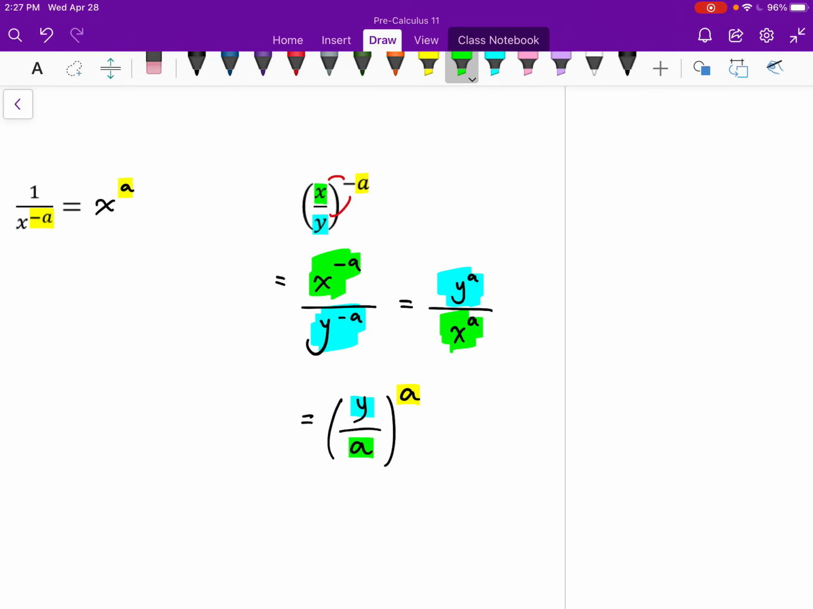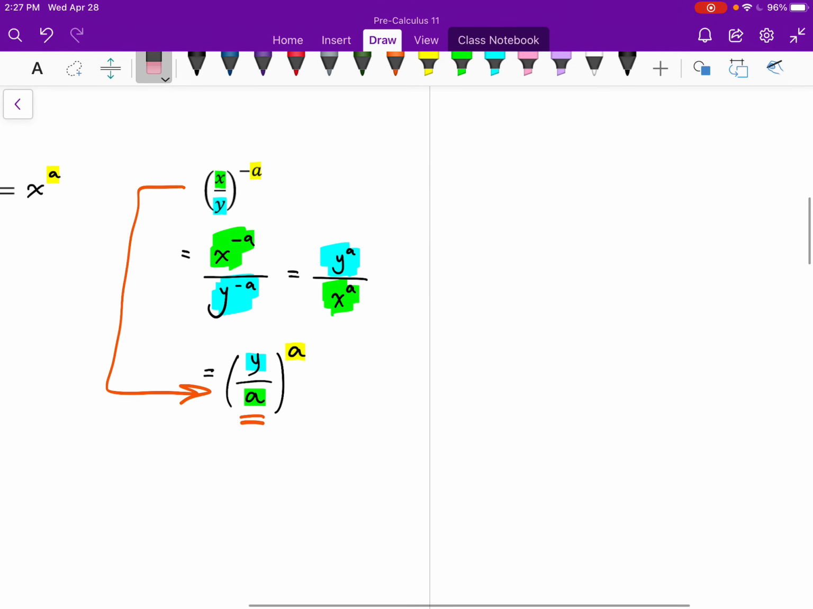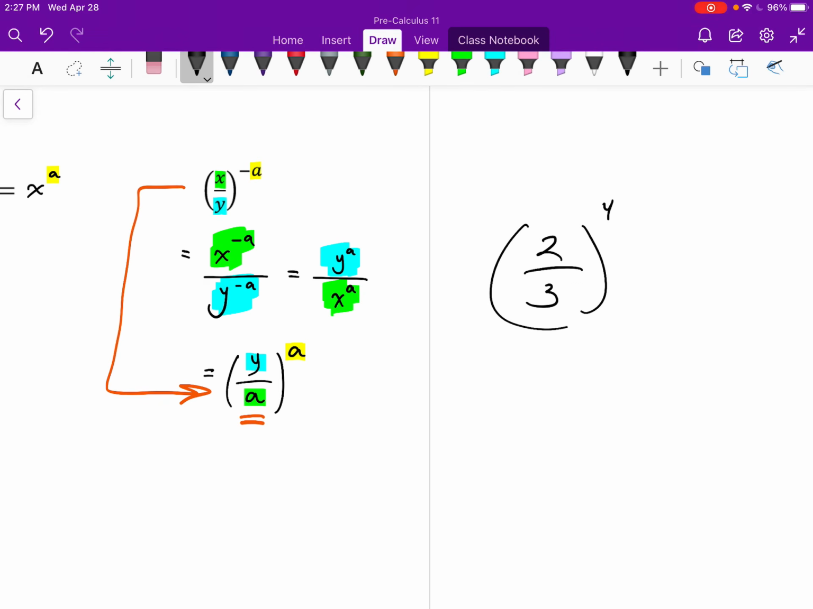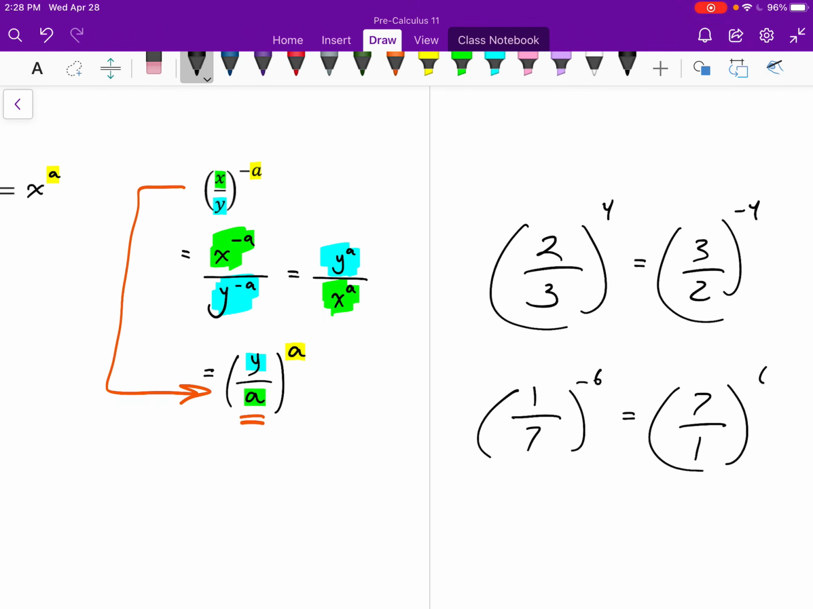And there's lots of nice symmetry here, especially if we compare the first expression to the last expression. In essence, if we have a fraction being raised to some power, if we change the sign, we just have the reciprocal inside. And so, for example, again, because this is the last one, if I have a fraction like 2 over 3 to the power of 4, if I want, I can write that as 3 over 2 to the negative 4. Or if I have 1 over 7 to the negative 6, I can write that as 7 over 1 to the positive 6. They're all equivalent.